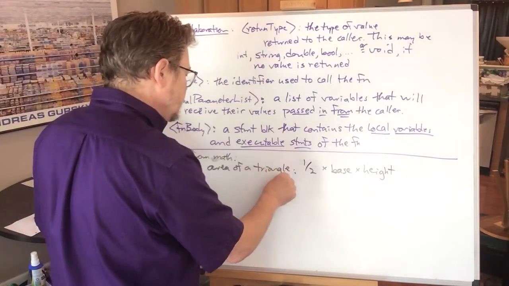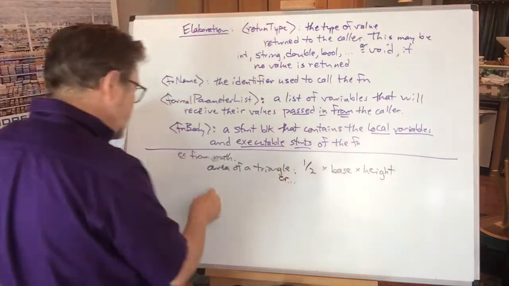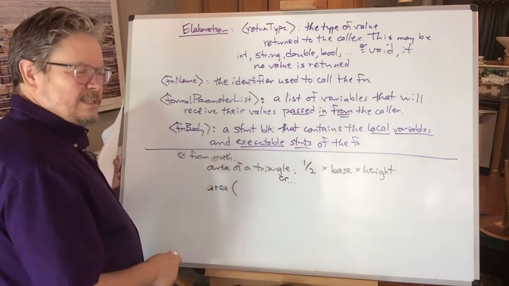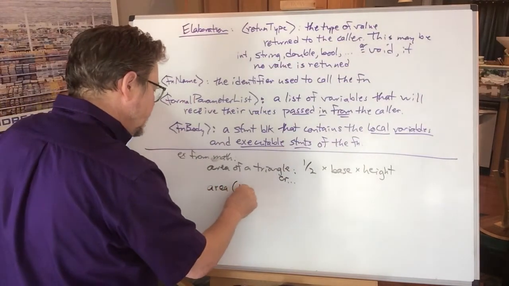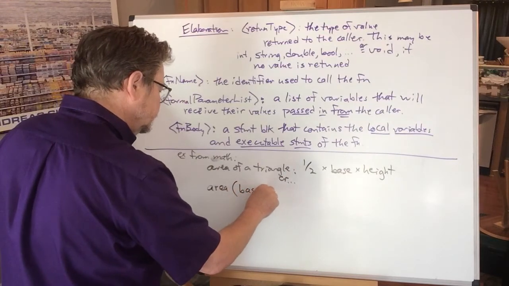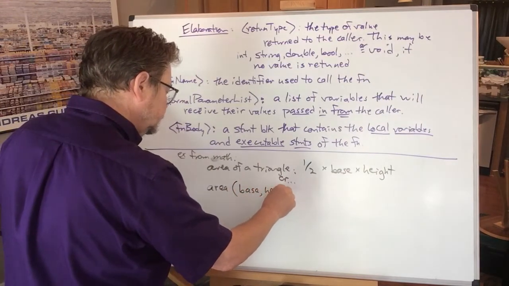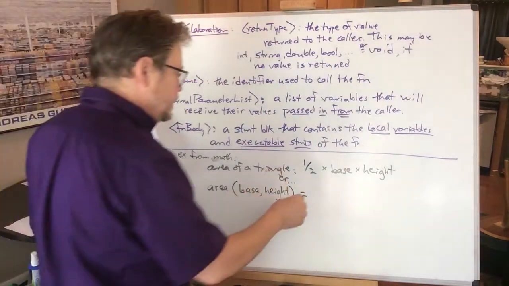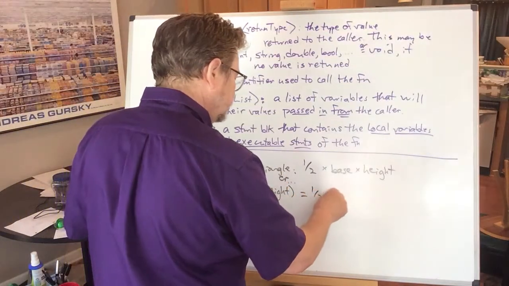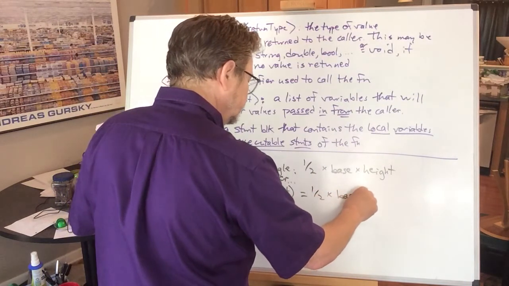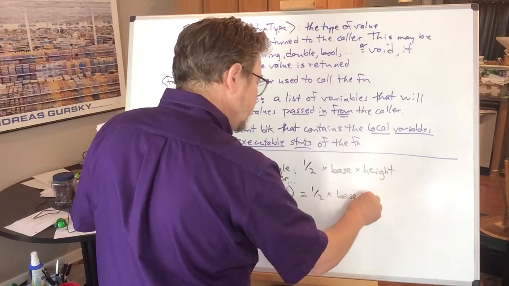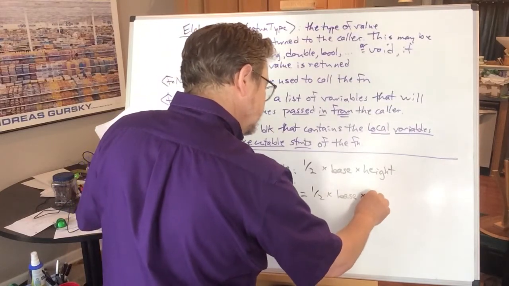Or another way to write it that's a little closer to what we need, I'm going to put out front area, and then put in parentheses base comma height, equals one half times base times height. Oops, I almost put a C++ times there. X for mathematics times.